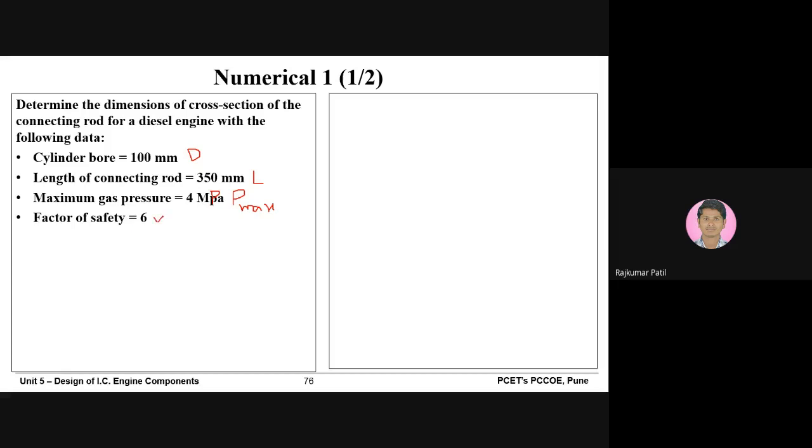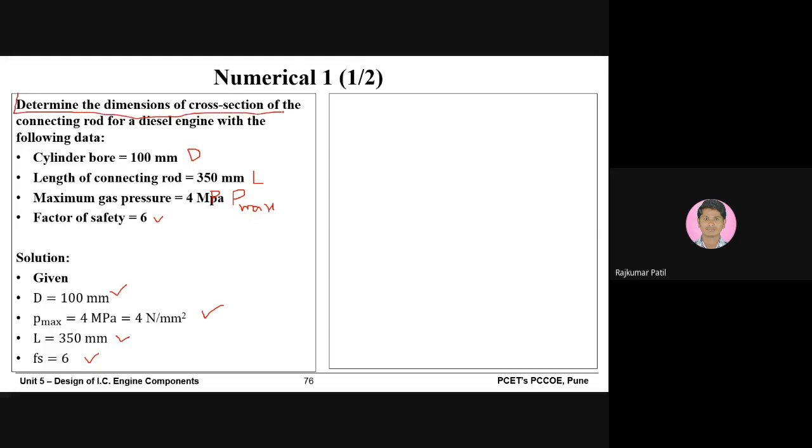So the first step is always to read the problem carefully and write down the given data. Bore diameter 100 mm, maximum gas pressure 4 MPa, that is 4 Newton per mm square, length is 350 mm and factor of safety is 6. And you need to determine the dimensions of the cross section of the connecting rod. In the previous two slides, we discussed the steps of how to design the connecting rod and estimate its dimensions.